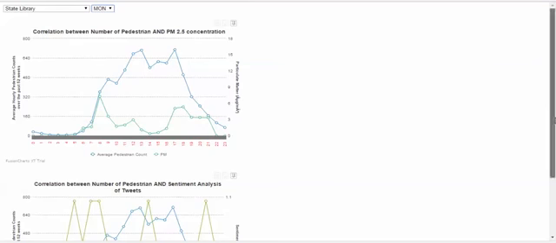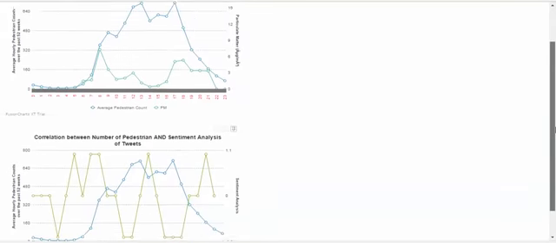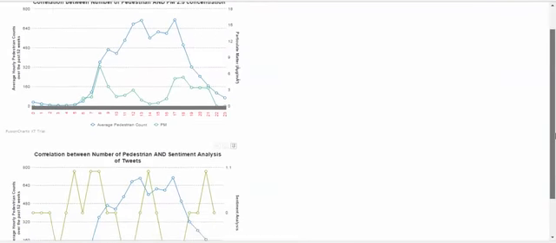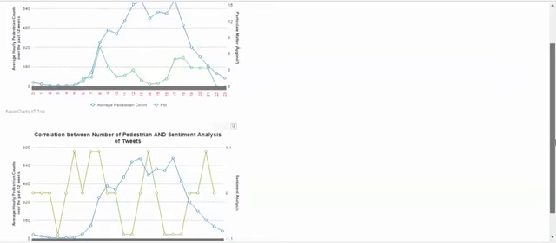So this was a very good correlation. We were actually able to set a correlation between PM25 and sentiment through pedestrian data: as PM25 concentration increases, sentiment analysis, or the number of negative tweets from people, also increases, which shows depression.